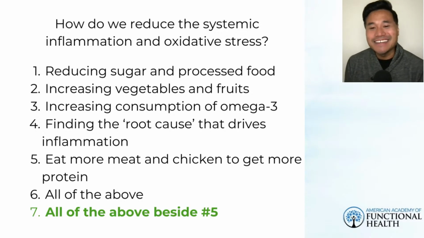So the answer is number seven, all of the above besides number five. This is because when you're eating more chicken and more meat, this can actually increase the levels of omega 6s. This can change the ratio of fatty acids in our bodies, the omega 6 to omega 3 ratio, which we dive further into in the Advanced and Clinical Functional Medicine program. And what occurs when you're eating more omega 6s is that this triggers more inflammation. It triggers the immune cascade of inflammation, and this is going to cause more chronic issues for your patients.